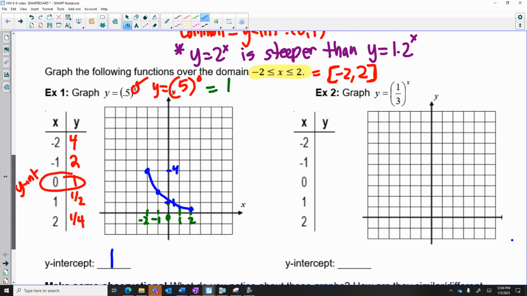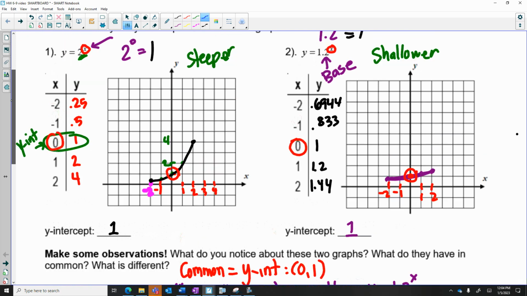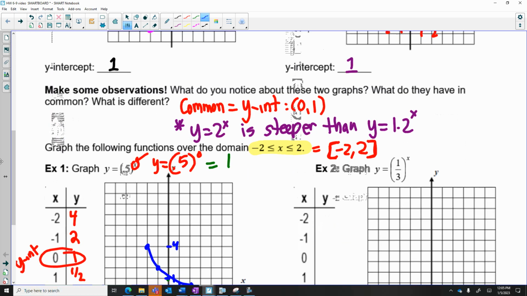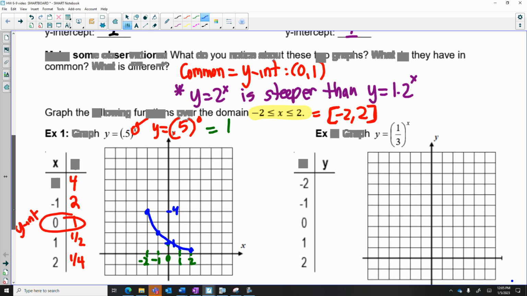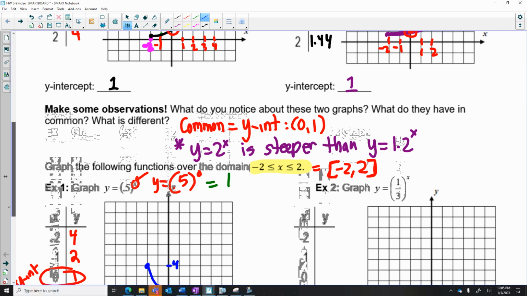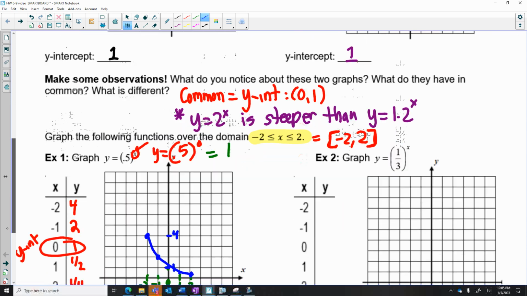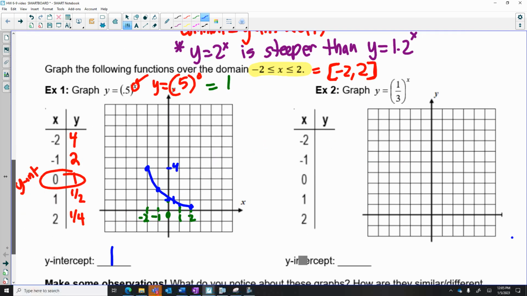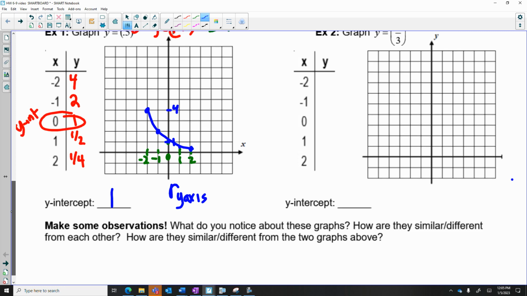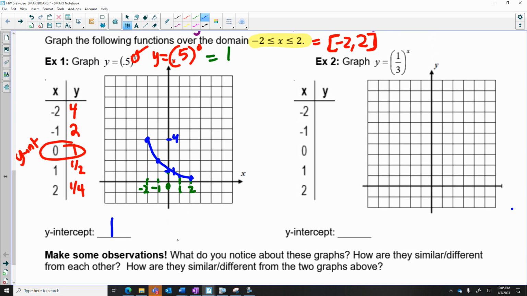So I'm hoping you're noticing here, if you look above at 2 to the x, that the points are in common with (1/2) to the x. They look pretty similar, don't they? (-2, 4), (2, 4), (1, 2), (-1, 2). Interesting. What transformation do you think is happening? Are you saying maybe it's a reflection over the y-axis? Interesting. Anyway, let's keep going.